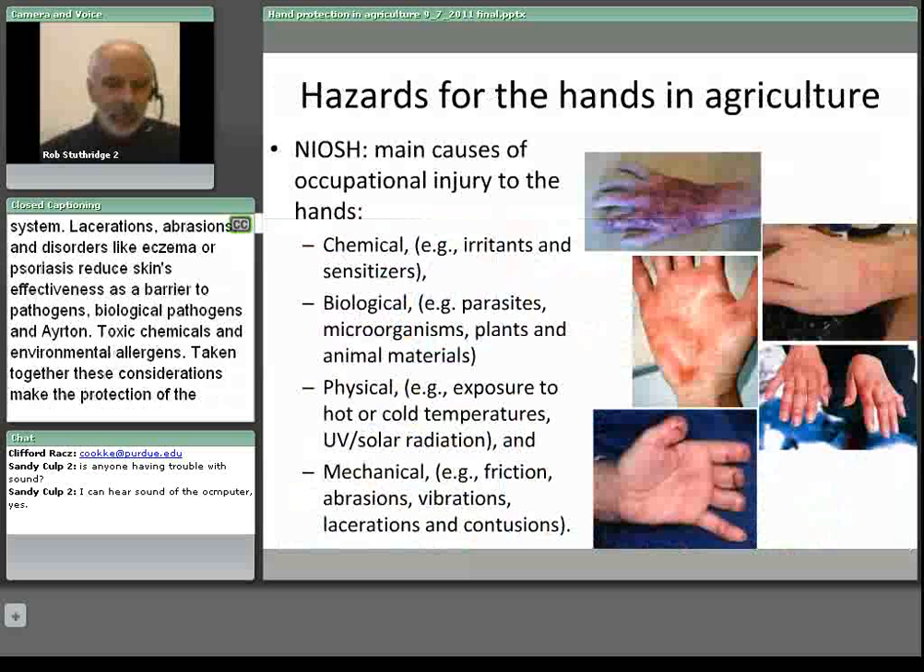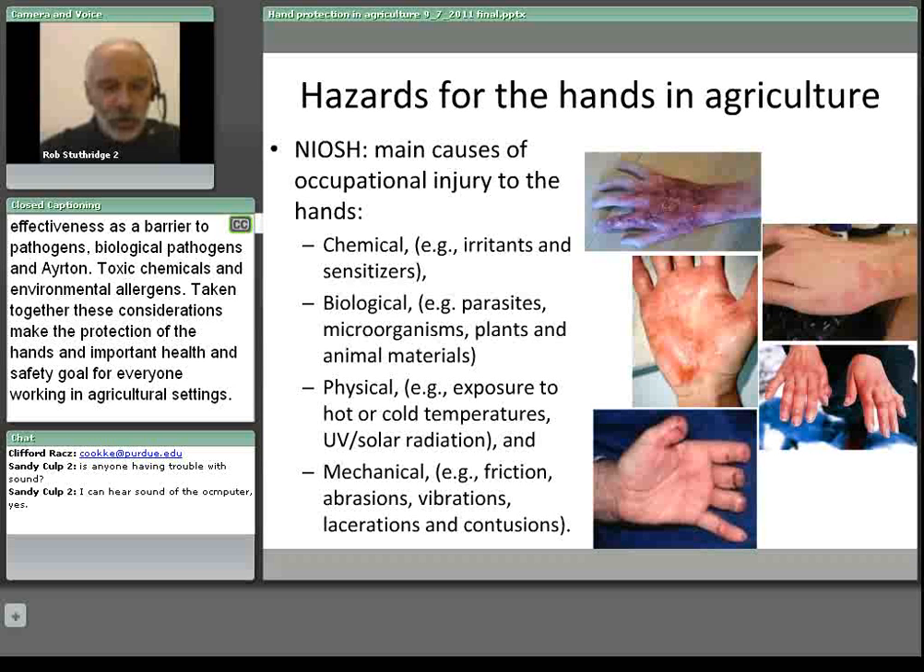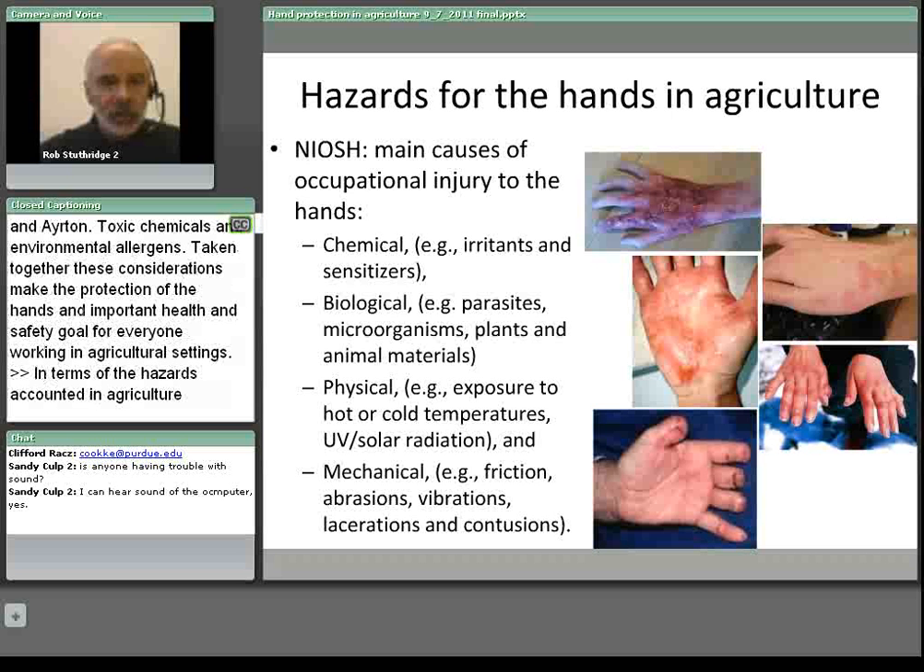In terms of the hazards encountered in agricultural settings, NIOSH lists the principal causes of injury as being chemical, biological, physical, or mechanical, and there's a little bit more detail given under each of those headings there. We're going to address each of these in more detail.